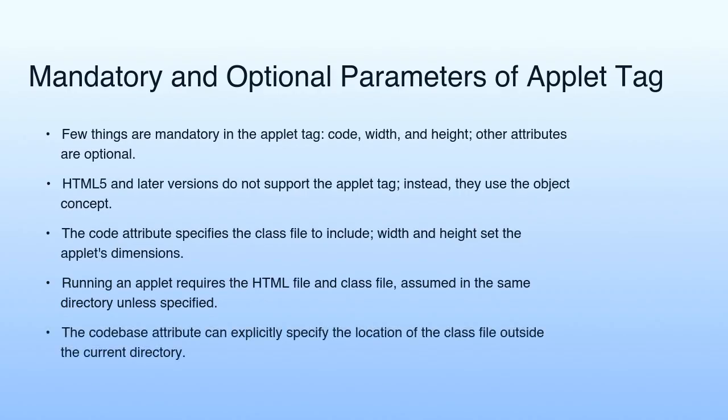HTML5 and later versions do not support the applet tag. Instead, they use the object concept. The code attribute specifies the class file to include, while width and height set the applet's dimensions. To run an applet, you need the HTML file and the class file, which are assumed to be in the same directory unless specified otherwise. The codebase attribute can explicitly specify the location of the class file outside the current directory.